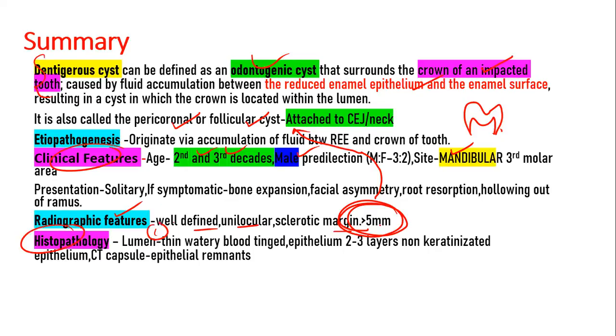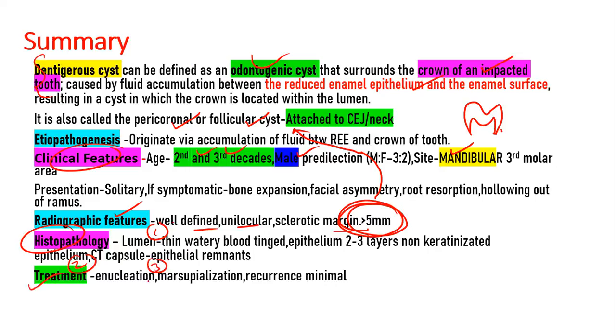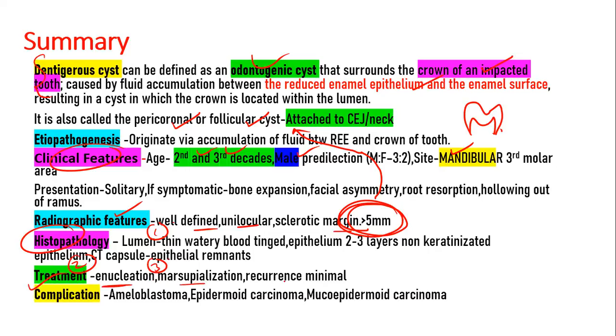Histopathologically, we have seen the lumen, we have seen the lining, and we have seen the connective tissue. Treatment, we have seen for smaller lesions enucleation, and for larger ones, marsupialization plus enucleation. Minimal tendency to recur. Complications include ameloblastoma, epidermoid carcinoma, and mucoepidermoid carcinoma.